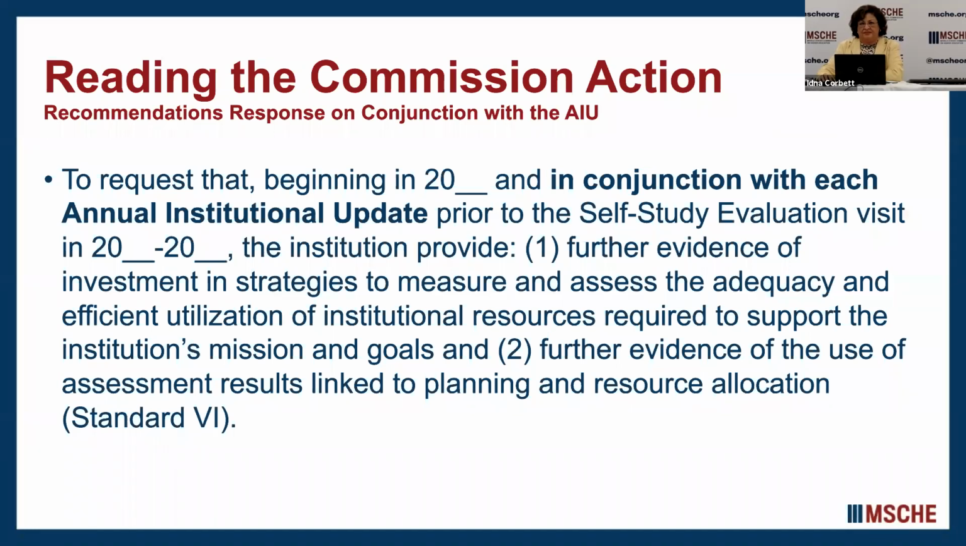And then the recommendation responses that I spoke of earlier. This is what the language would look like. So they tell you when you should begin this reporting. For example, commission actions now may say beginning in 2022. So in 2022, when you submit your AIU, that will be the time when you submit your recommendation responses. And you have to submit these every year leading up to your next accreditation review, whether, as in this case, it would be the self-study, or it could be leading up to the MPPR.